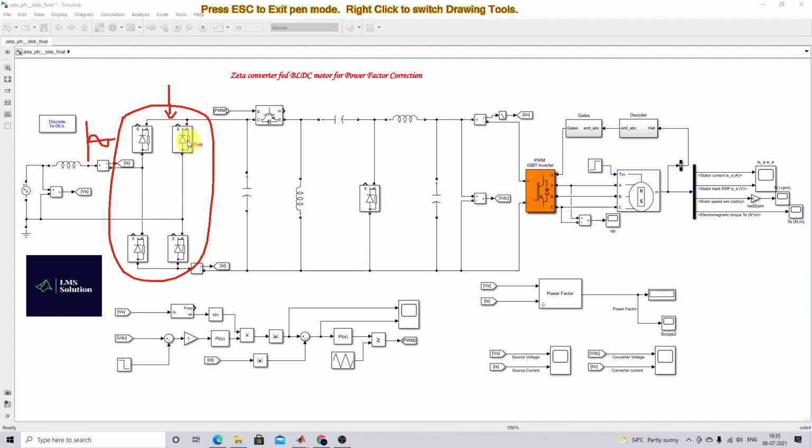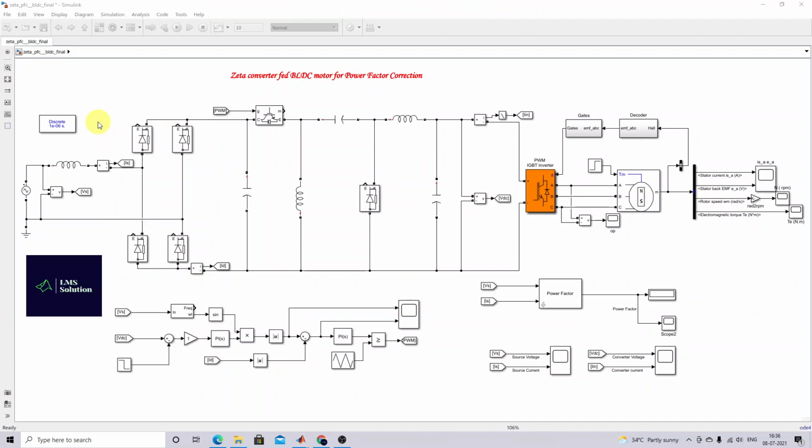When you use this non-linear load, the nature of the source current will be non-sinusoidal, and you will get this kind of waveform in the current. We need to make the nature of this current sinusoidal. For that we go for a power factor correction circuit. We will discuss here how we are going to apply it.